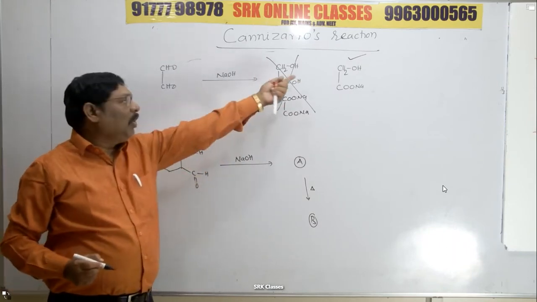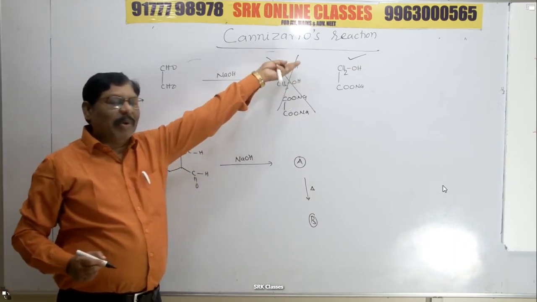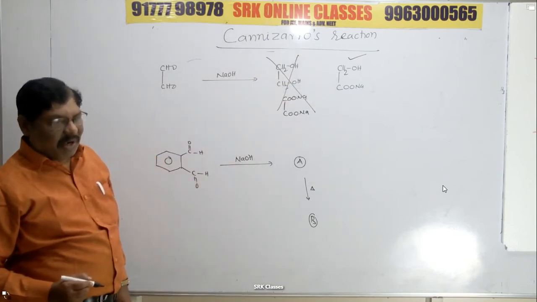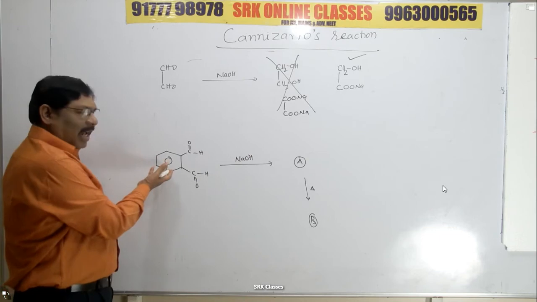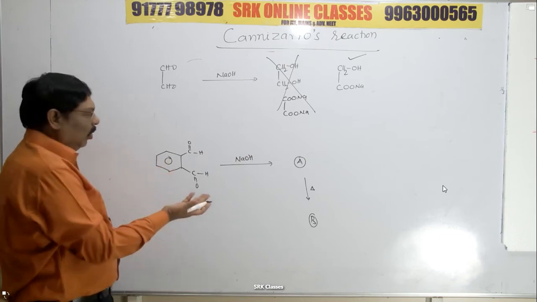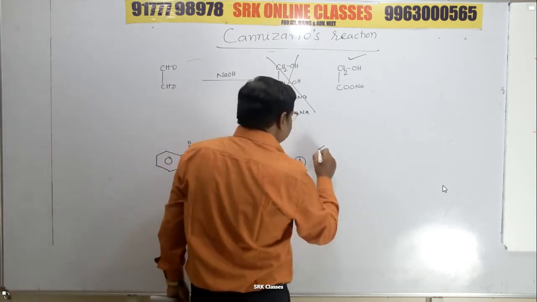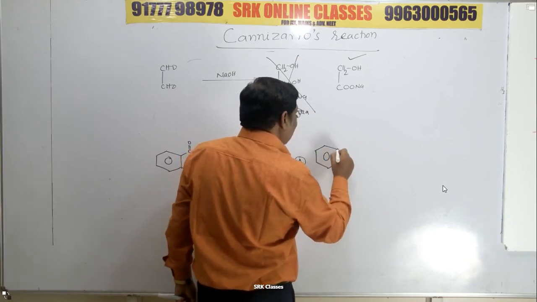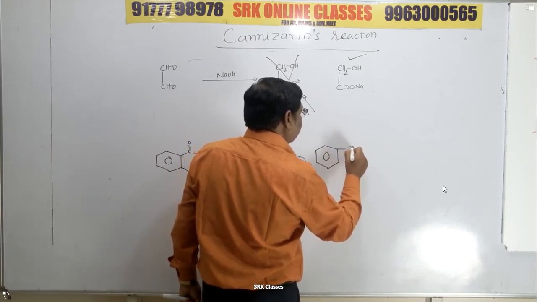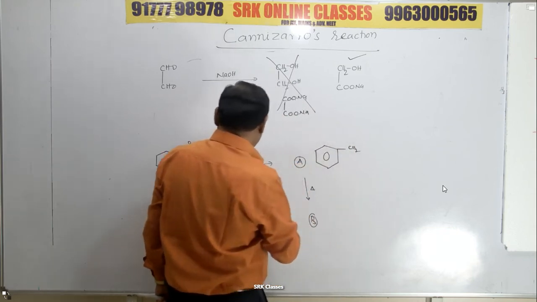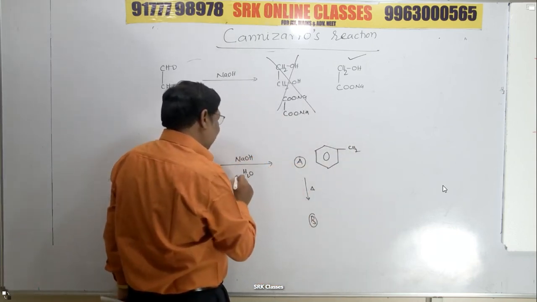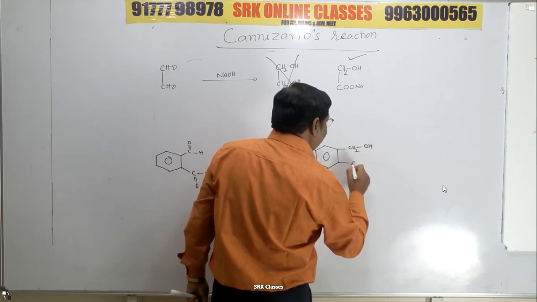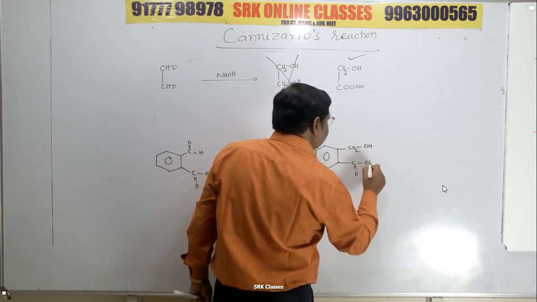Two molecules are not produced. A single molecule produces another molecule where half of the part will be converted to alcohol and the remaining half is converted to salt of carboxylic acid. The same manner I have given, but this is an aromatic compound. It will be the same. First half is converted into CH2OH. Here I write followed by hydrolysis. This is CH2OH and this will be COOH.